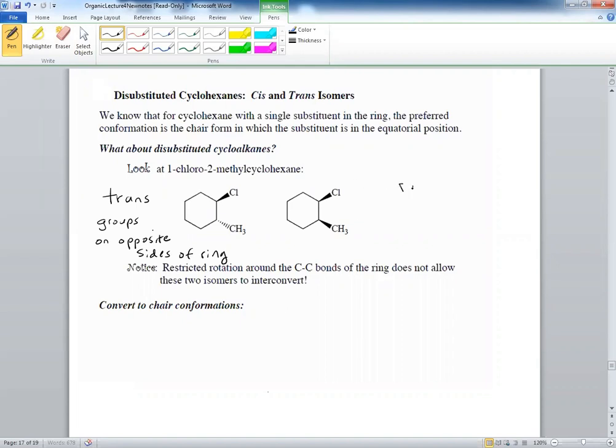Here, this is cis because both are on the same side. They're both coming out towards you. So this is cis. Again, groups on the same side of the ring.